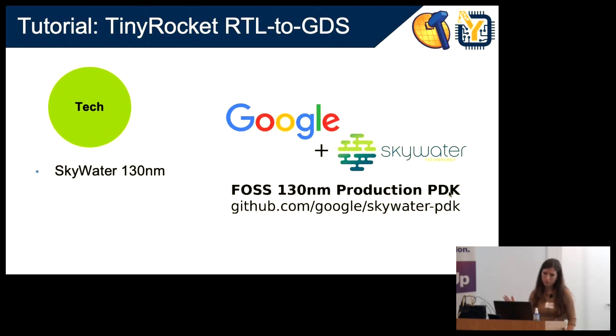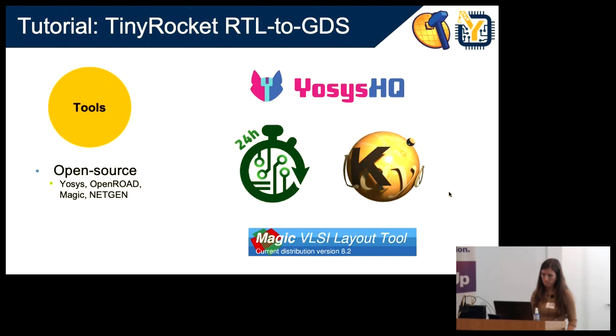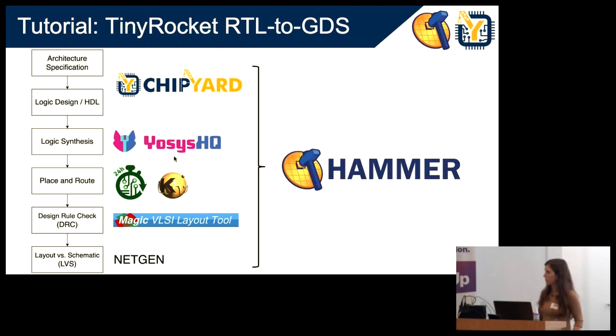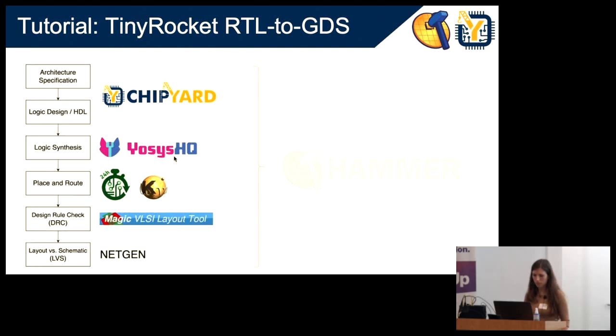So the technology, we've probably all heard of the Sky130. That's what we used. We support that. And then for the tools, we have Yosys, OpenROAD, KLayout, Magic, and Netgen to implement it, where, again, Chipyard generates the RTL, and then we go Yosys for synthesis, OpenROAD for place and route, KLayout writes out the GDS, and then Magic and Netgen for verification. Hammer stitches all those together, and we have plugins for all of the CAD tools, and then Hammer is integrated within Chipyard, and I'll try to demonstrate how that works.